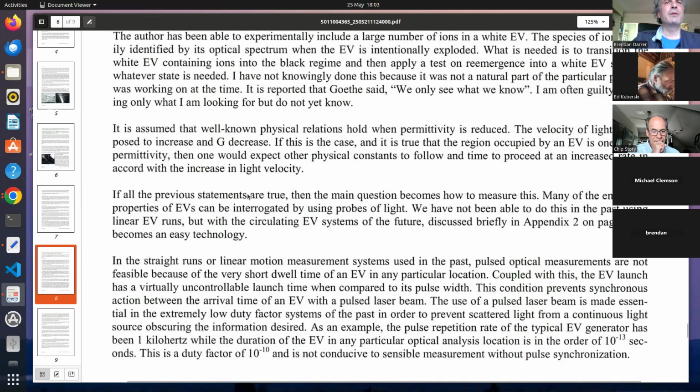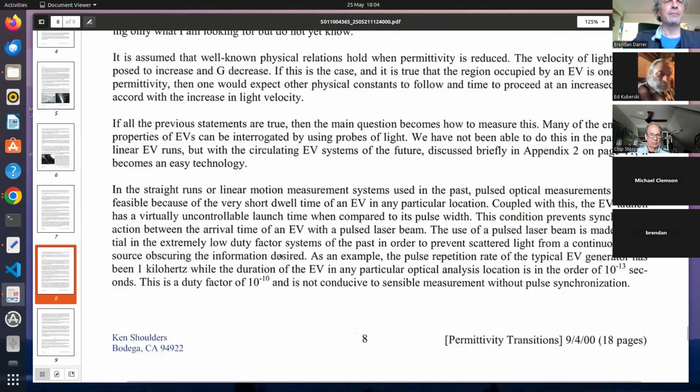If all the previous statements are true, then the main question becomes how to measure this. Many of the enigmatic properties of EVs can be interrogated by using probes of light. We have not been able to do this in the past using linear EV runs, but with the circulating EV systems of the future, discussed briefly in Appendix 2 on page 11, it becomes easy technology. And again, we need to look at that big time.